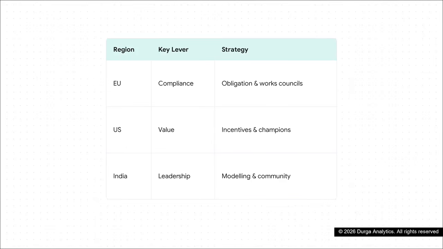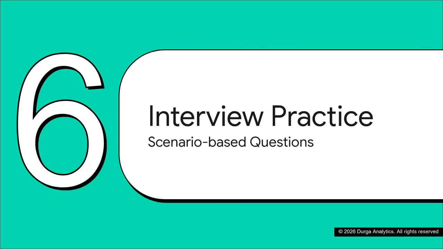Over in India, leadership modeling is incredibly powerful. Visible executive alignment, combined with strong, tight-knit community building, is the best way to enable rapid growth there. You have to tailor your levers to your specific audience. All right, Section 6, Scenario Interview Practice. Let's see what you've learned.